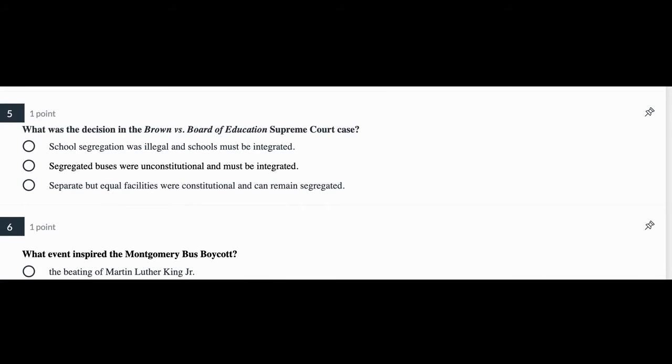5. What was the decision in the Brown v. Board of Education Supreme Court case? School segregation was illegal and schools must be integrated. Segregated buses were unconstitutional and must be integrated. Or separate equal facilities were constitutional and can remain segregated.